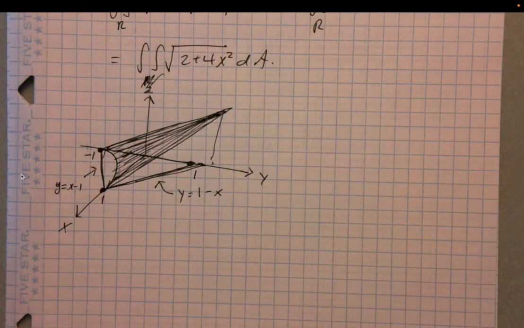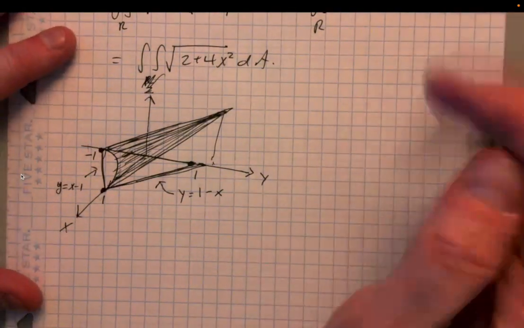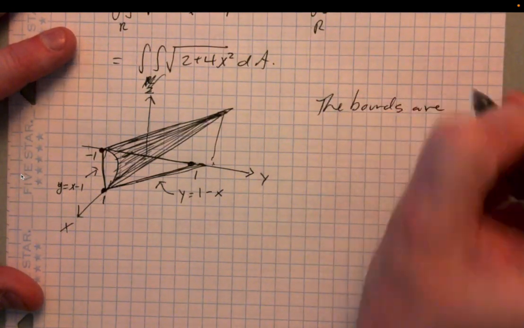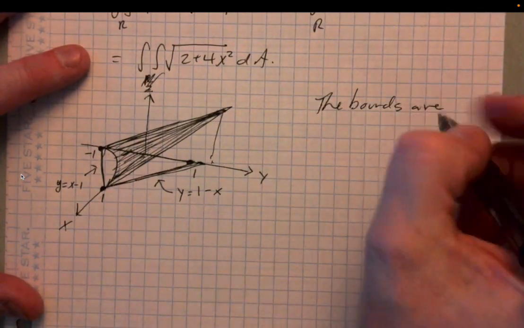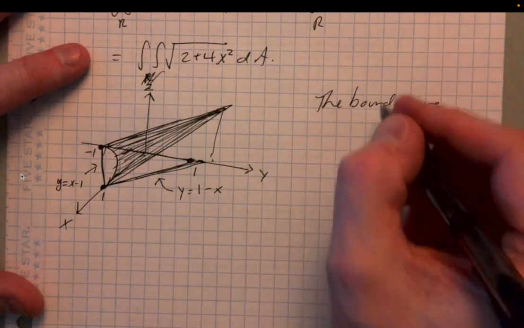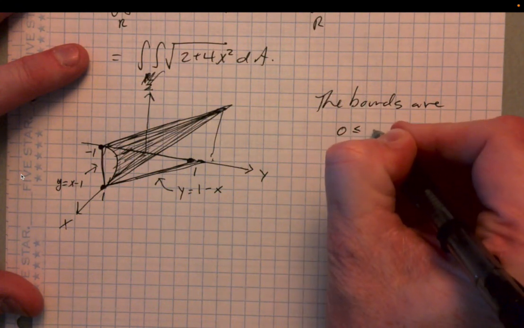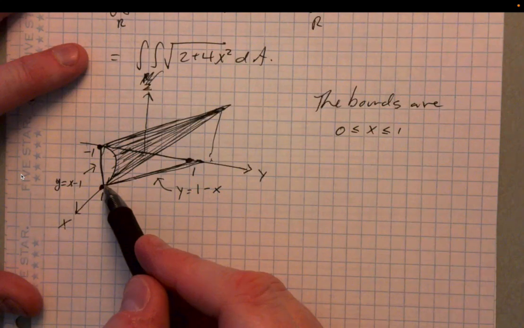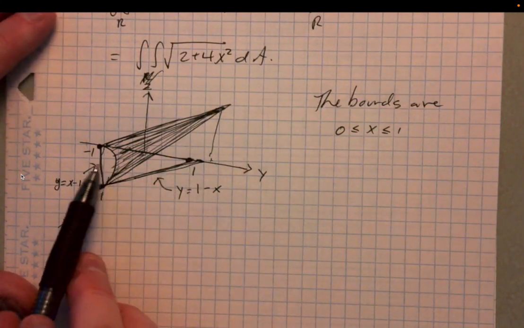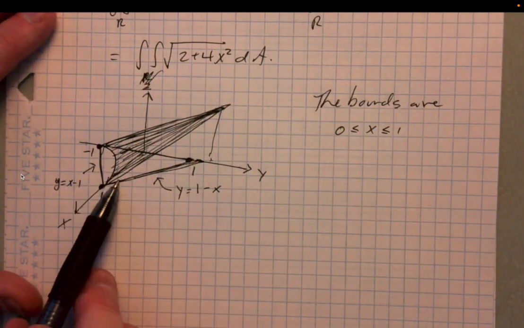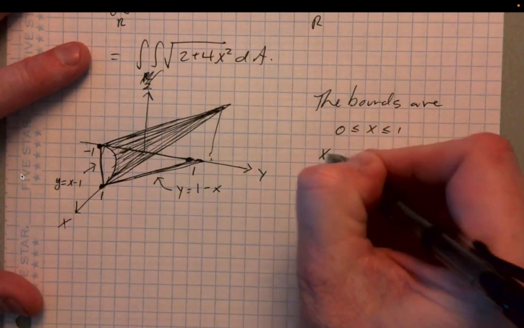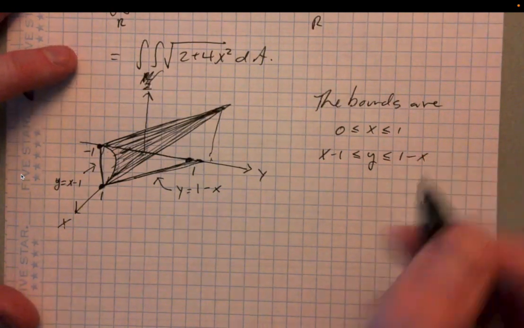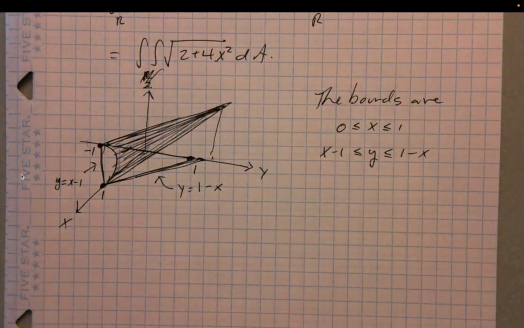Okay, and so what we can do is we can see what the bounds are for R, and in particular you can let x range from 0 up to 1, right, from here to here. And then the y bounds are going to go from this line up to this line, right? And so that means x minus 1 is less than or equal to y, which is less than or equal to 1 minus x. Okay, so hopefully that's clear.